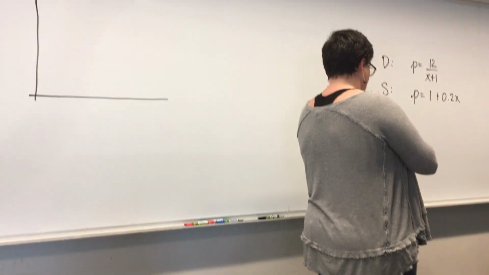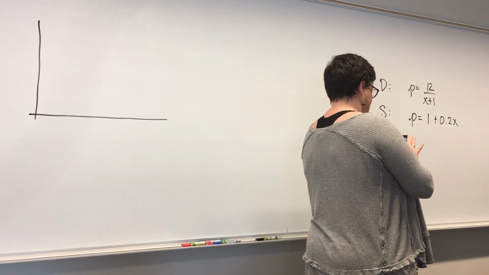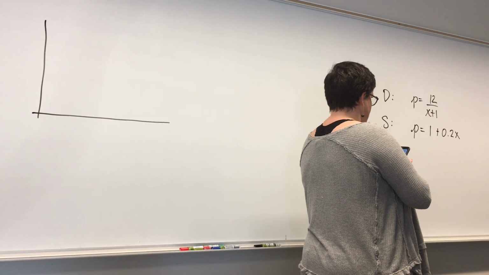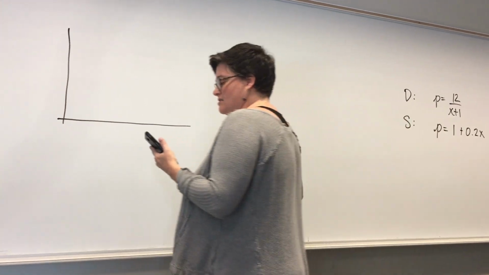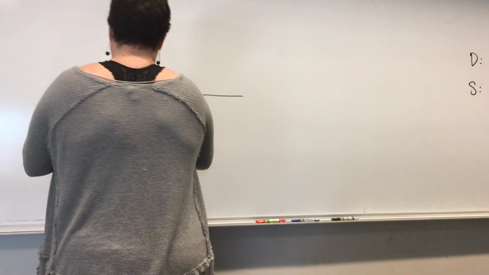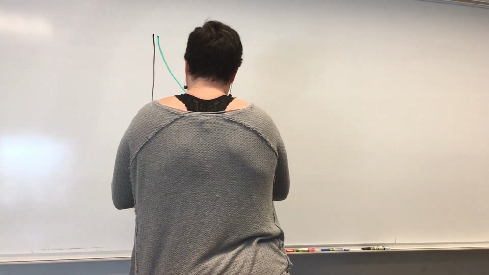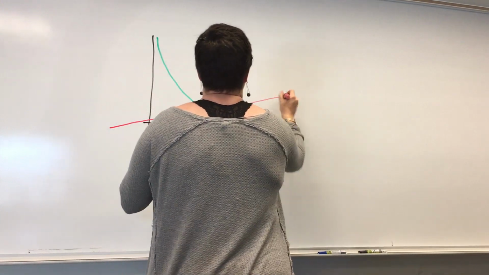Oh, sweet. Yeah, 12 divided by x plus 1. It's just as fast as the other one. And 1 plus 0.2x. So I'm going to graph these suckers. And what I get is something that looks like this, and something that looks like this.